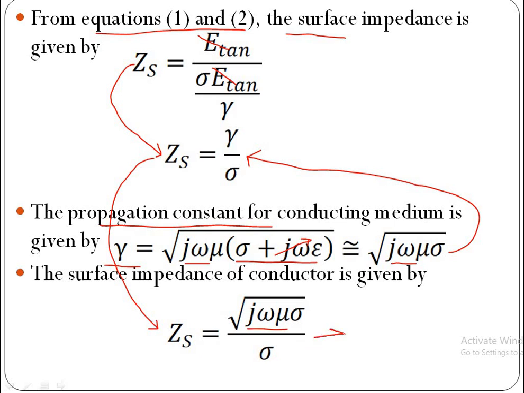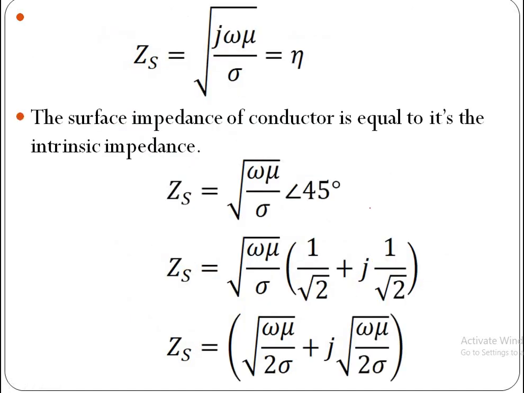Then this equation further reduces to Zs is equal to square root of j omega mu by sigma, which is equal to the intrinsic impedance of a conducting medium. For a good conductor, intrinsic impedance eta is equal to square root of j omega mu by sigma. Hence, the surface impedance of a conductor is equal to its intrinsic impedance.